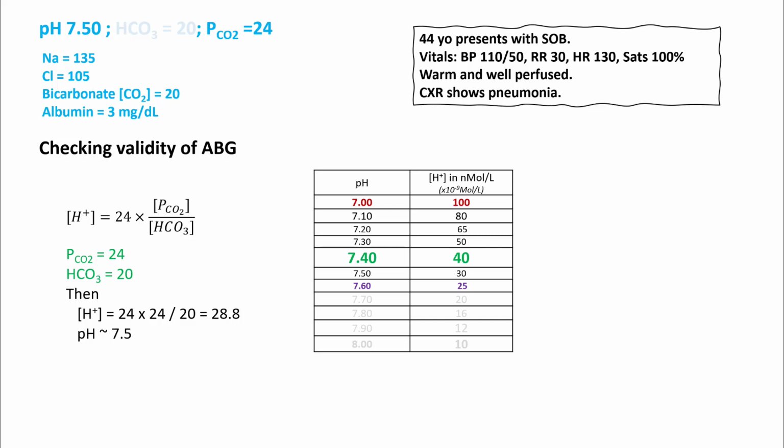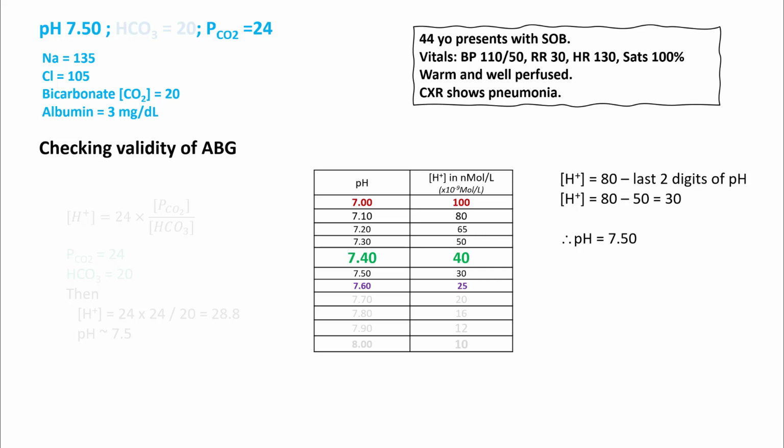The hydrogen ion concentration in this case will be 24 times PaCO2 divided by bicarb, that is 24 times 20 over 20... that gives you 28.8. And looking at this table, which compares hydrogen ion concentration and pH, you come to a pH of 7.5, which is similar to the one in the ABG. So this ABG seems to be accurate.